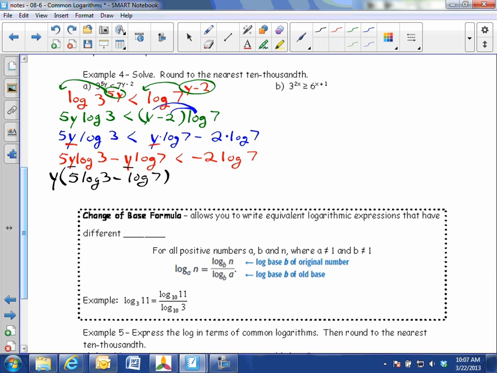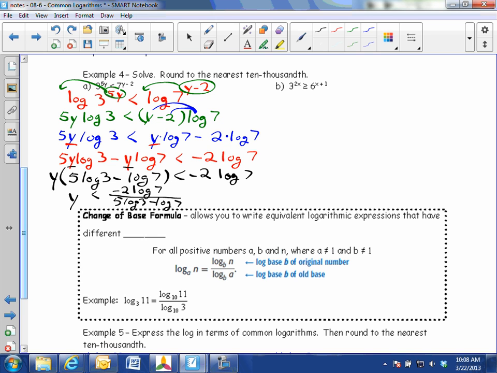No. Okay. Alright, so now that we have y all by itself over here, how are we going to get that stuff over there? Divide. So we have to do that next time because I don't have any more. So we're dividing by 5 log 3 minus log 7.